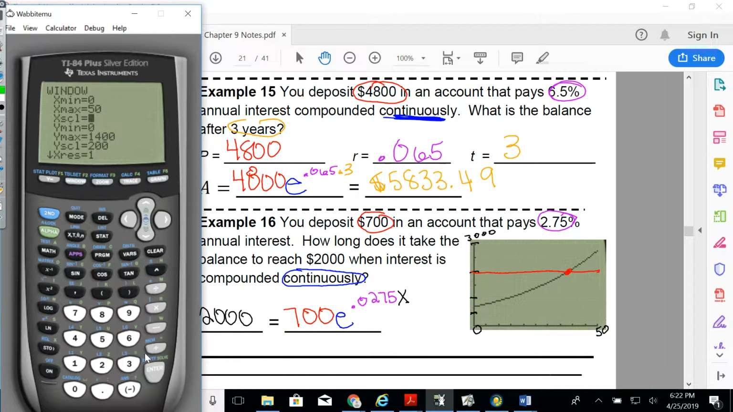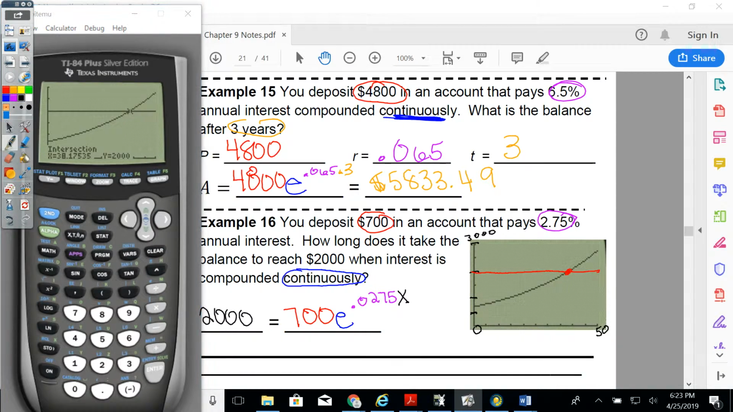Again, it's counting by 5s, and that really doesn't make a difference when you graph it. And then on the y, it's 0, and the top number is 3,000, because you always want it to be higher than what you're looking for. This one counts by 500s, but again, without the scale, it'll still graph it for you. So this is the graph that was given. Here comes my 2,000. To find that point, we do second trace number 5, enter, enter, enter.